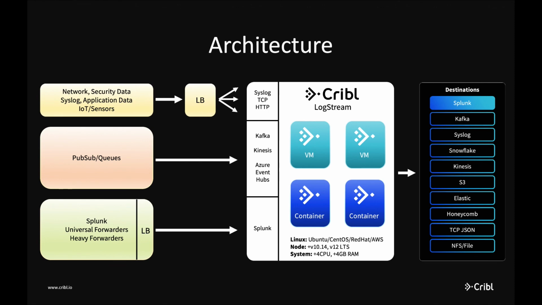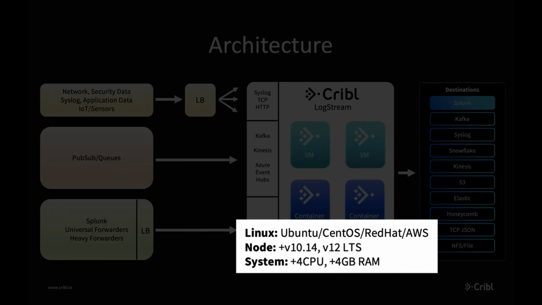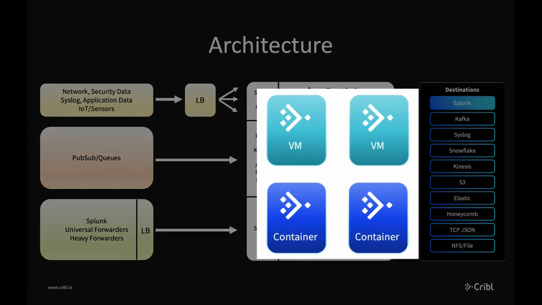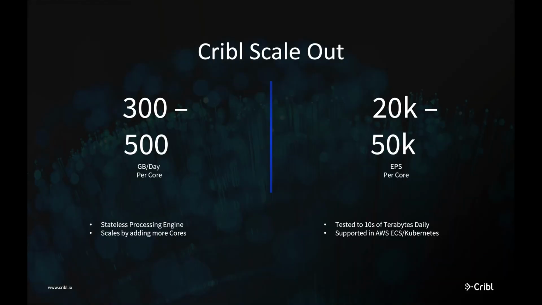For ephemeral sources, Cribl will soon support persistent queuing. Cribl requires only Node.js, and version 10 or better is recommended. Cribl can run on a VM or in a containerized environment, and we've tested Cribl in Kubernetes and AWS Elastic Container Service. Each instance of Cribl can process about 3 to 500 gigabytes a day, or about 20 to 50,000 events per second per CPU core.